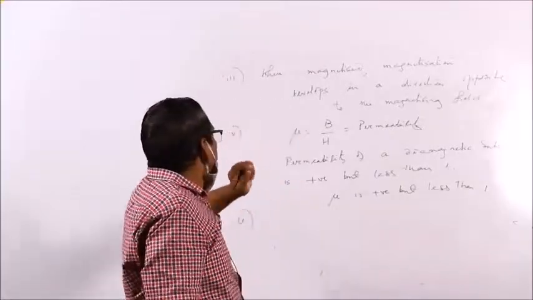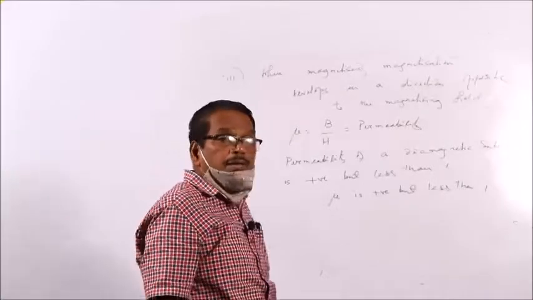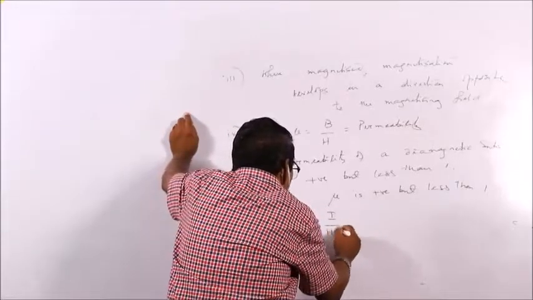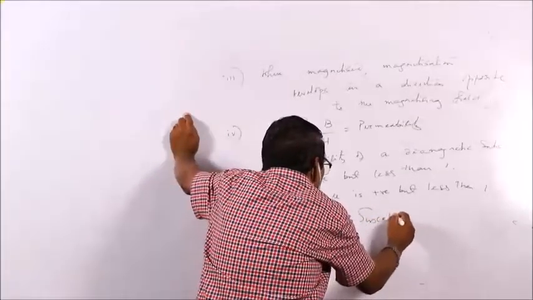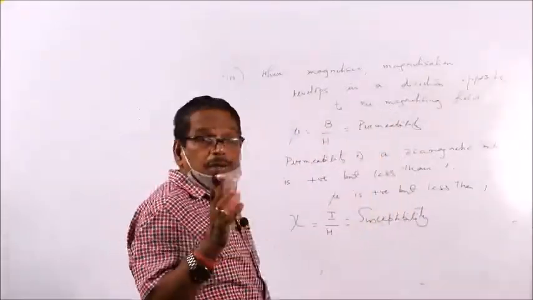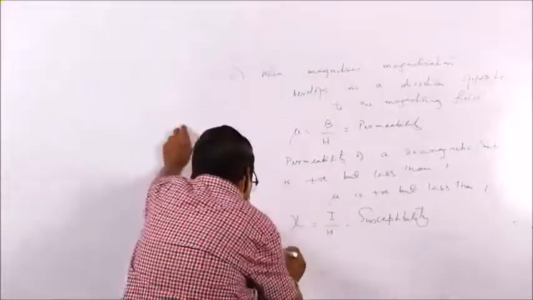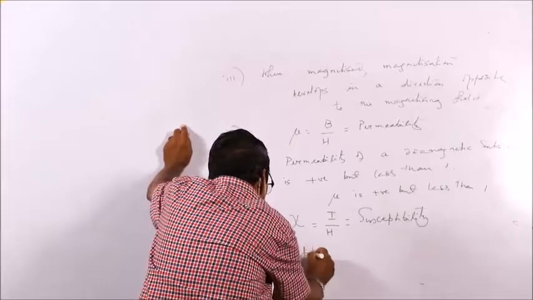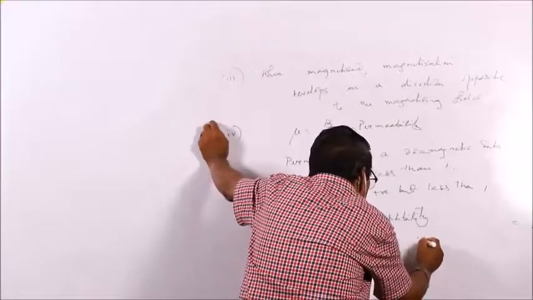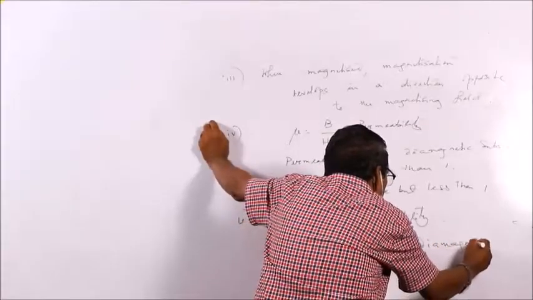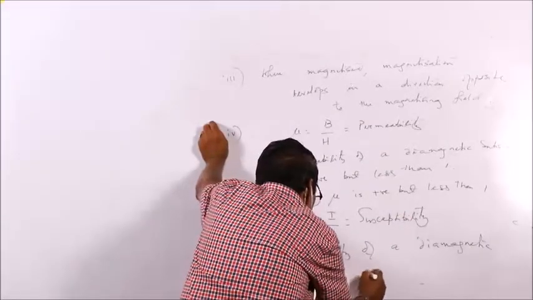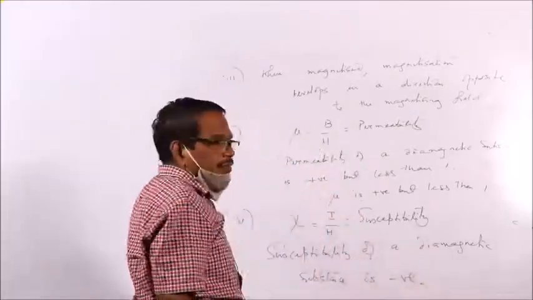So, susceptibility. What about the susceptibility of a diamagnetic substance? Susceptibility chi is I by H. Susceptibility of a diamagnetic substance is negative.